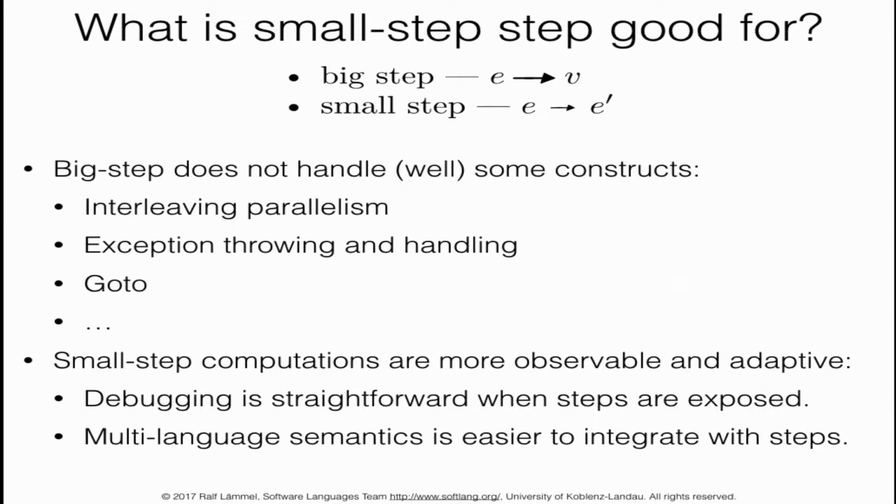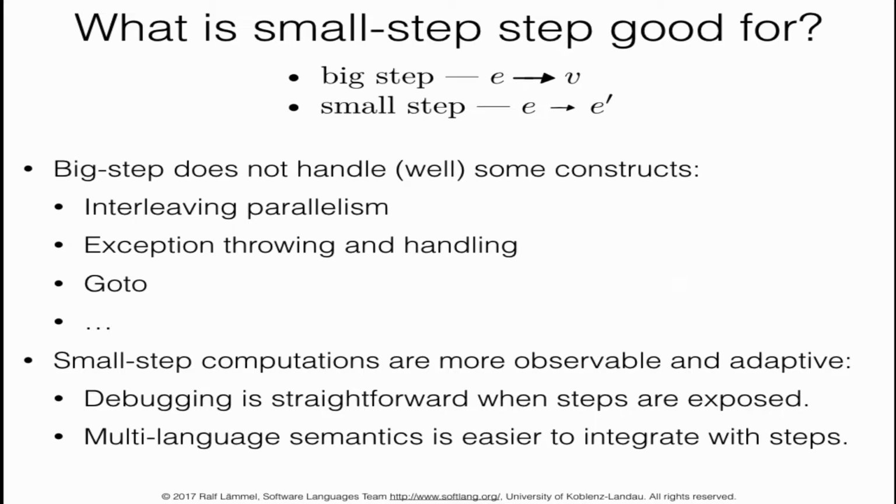So why should we bother? Well, it turns out big step style is very easy to understand because it corresponds closely to the intuitive style of writing recursive interpreters. However, there are some problems with language constructs where it's hard to impossible to actually assign a big step semantics to. So this is not proven here, but please see the book for some details. So overall, it's difficult to deal with interleaving parallelism in big step style. The same is true for exception, throwing and handling, or languages with goto.